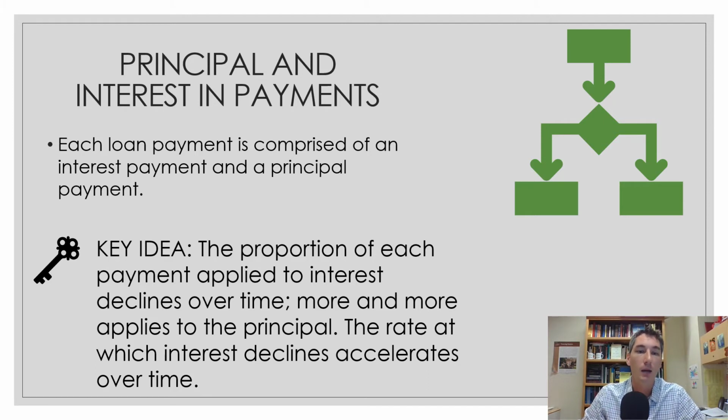So one interesting idea here is the rate at which interest declines accelerates over time. So it's not just that interest goes down at a fixed rate. That rate accelerates, and so towards the end of the loan, you're paying less and less interest at a faster and faster rate, if you will.